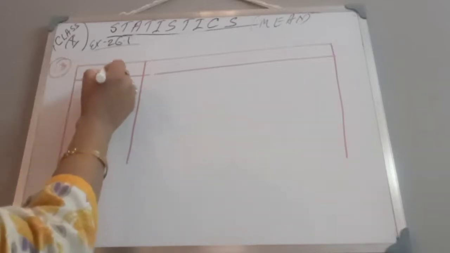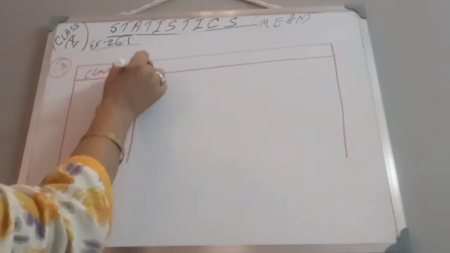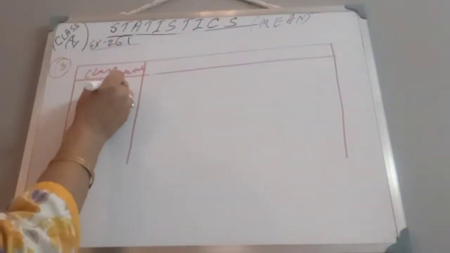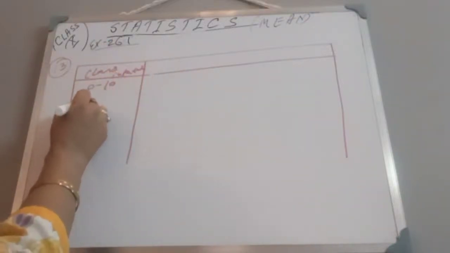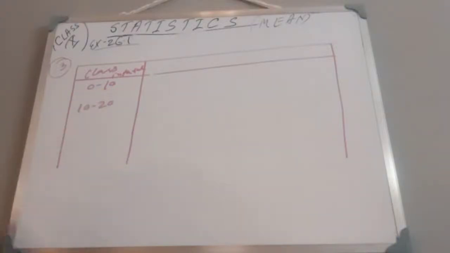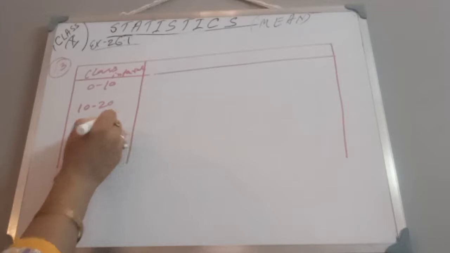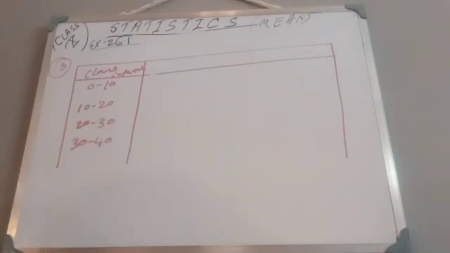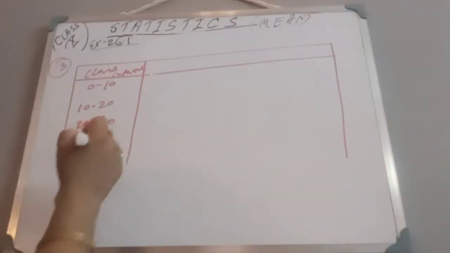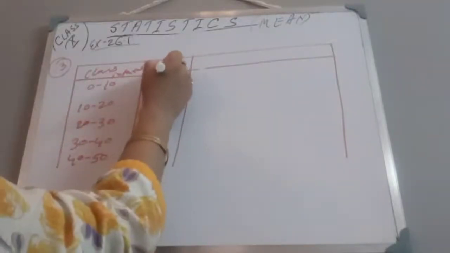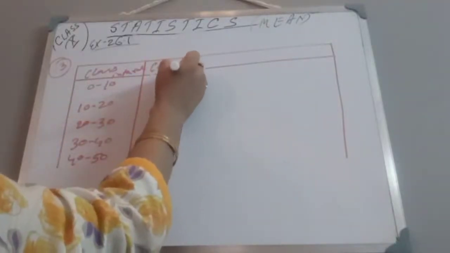So this is class interval. In the question you will get this is given as less than 10, so we can write it as 0 to 10. Next is less than 20, so we can write 10 to 20. Next is less than 30, so let us write 20 to 30. Next is less than 40, so let us write 30 to 40. Next is less than 50, so let us write 40 to 50. Okay, and we can find class mark. As class we have got, so we can easily find class mark now.